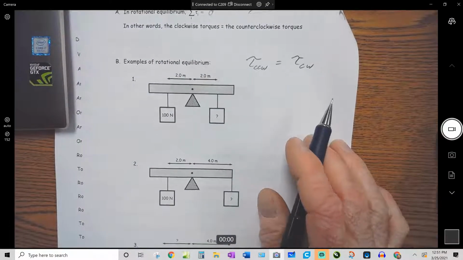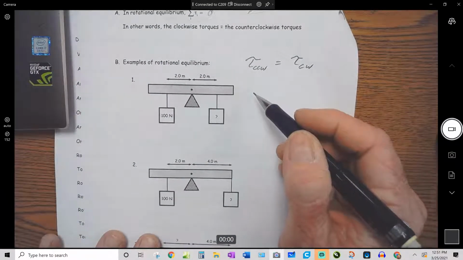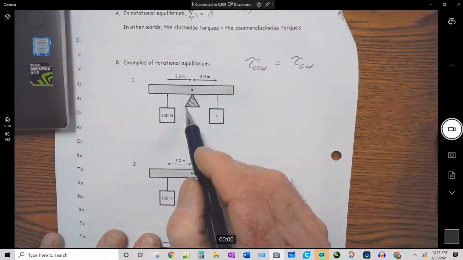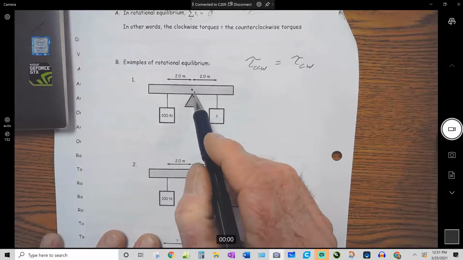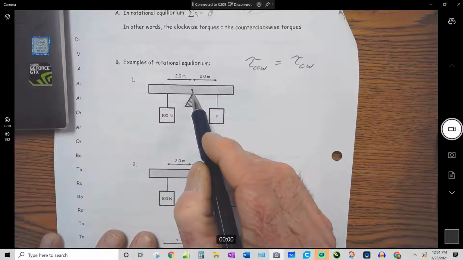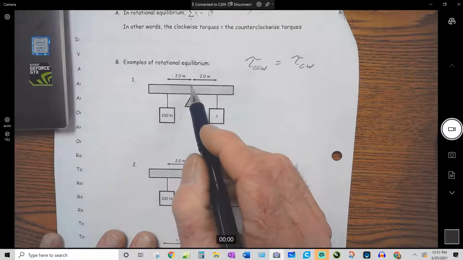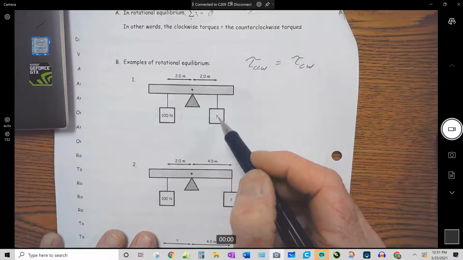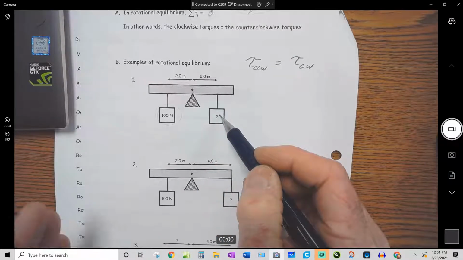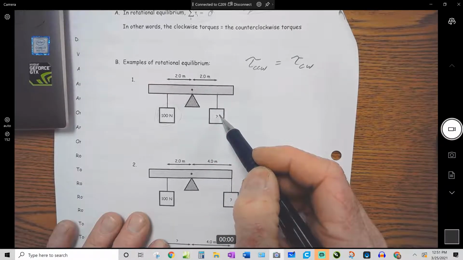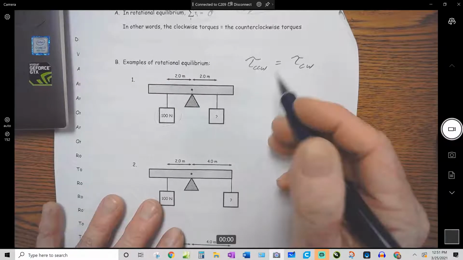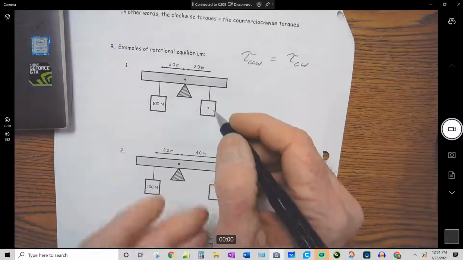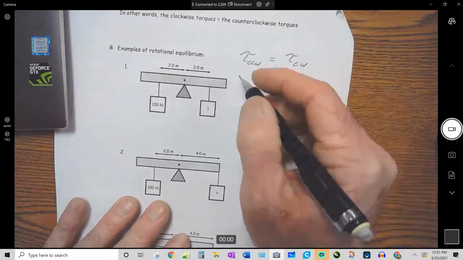So this is a really easy one with just using common sense. If this is the fulcrum, so it rotates around this axis, we've got a 100 Newton weight over here 2 meters from the center. We've got some other weight 2 meters from the center, to the right. What does this weight have to be? What's that? 100. It's got to be 100 also. But you could just guess this, but I'm going to work through the math of it, and then things will get more complicated.